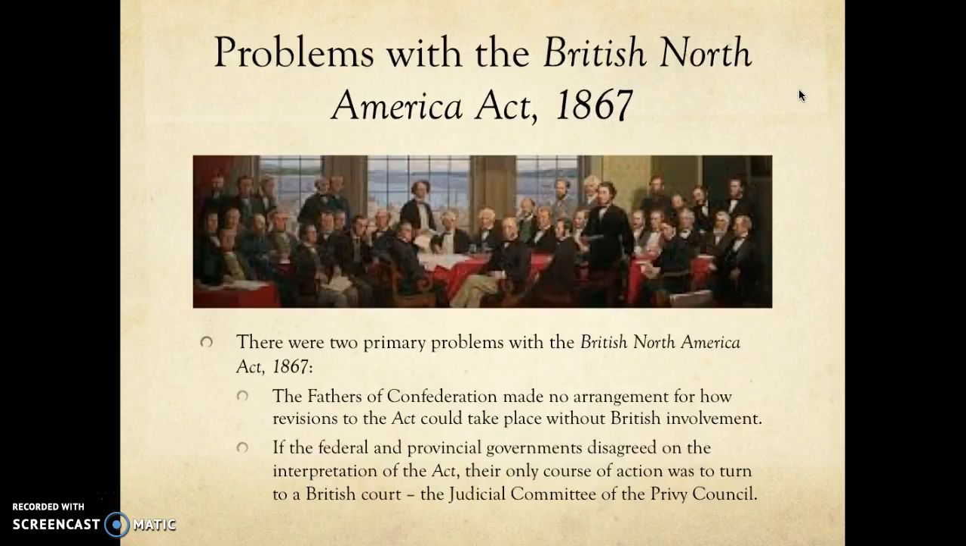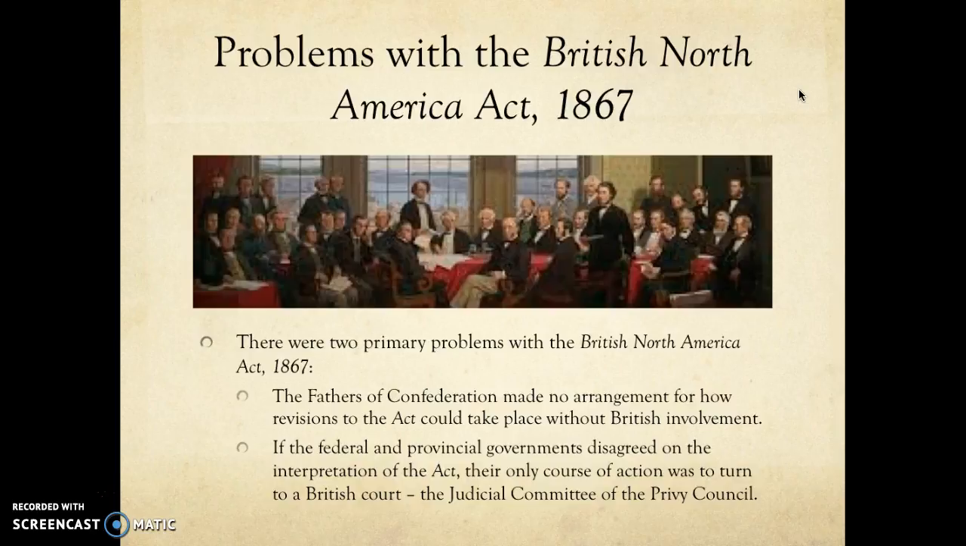Problems with the British North America Act. There are two primary problems with the British North America Act of 1867. The Fathers of Confederation made no arrangement for how revisions to the Act could take place without British involvement. And if the federal and provincial governments disagreed on the interpretation of the Act, their only course of action was to turn to a British court, the Judicial Committee of the Privy Council.